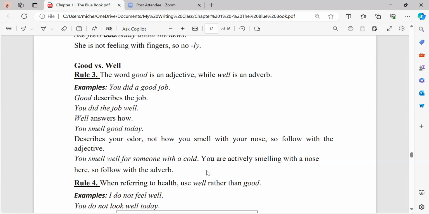You smell well for someone with a cold. You're actively smelling with the nose here, so follow with the adverb. So technically, adverb and adjective means describing something.